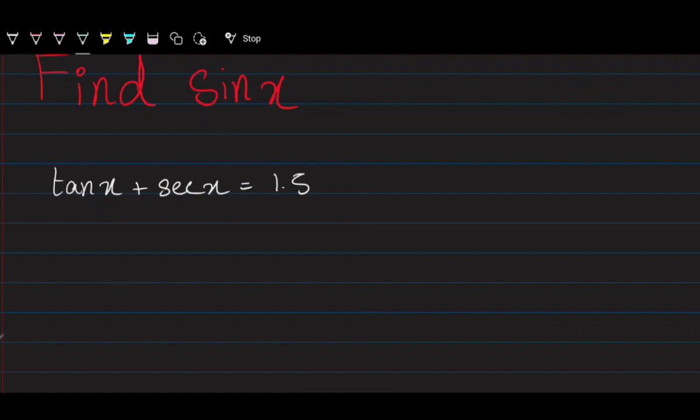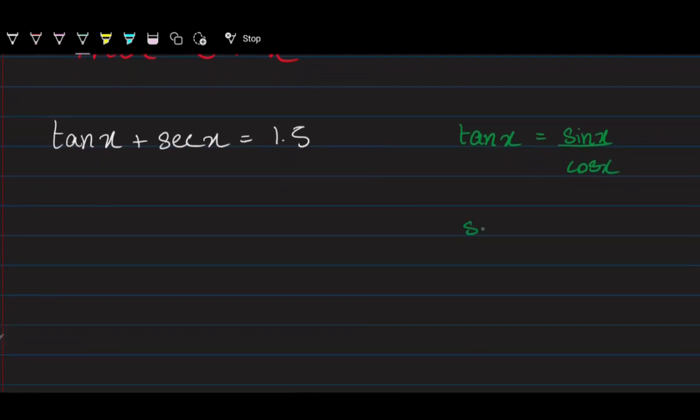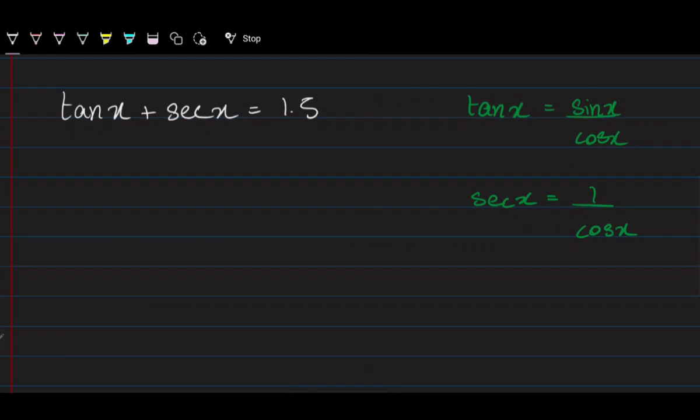Okay, so on the right, let me write everything that we know. We know that tan x is equal to sine x over cos x. We also know that secant x or sec x is equal to 1 over cos x. And that's what I'm going to be using over here. So I'm going to substitute tan with sine x over cos x. So this becomes sine x over cos x plus secant x, which is 1 over cos x.